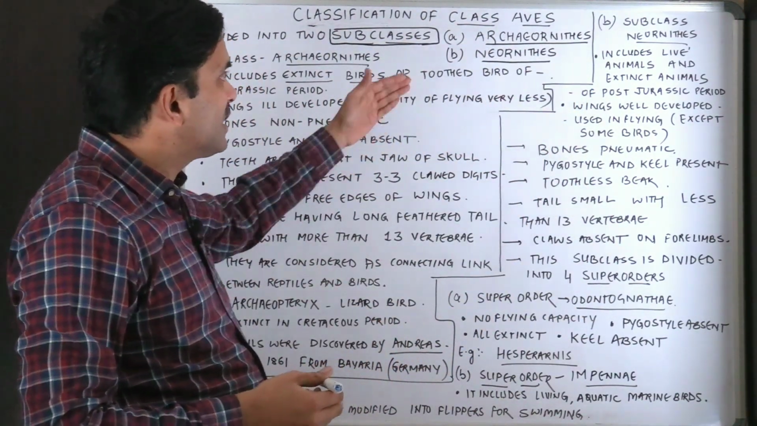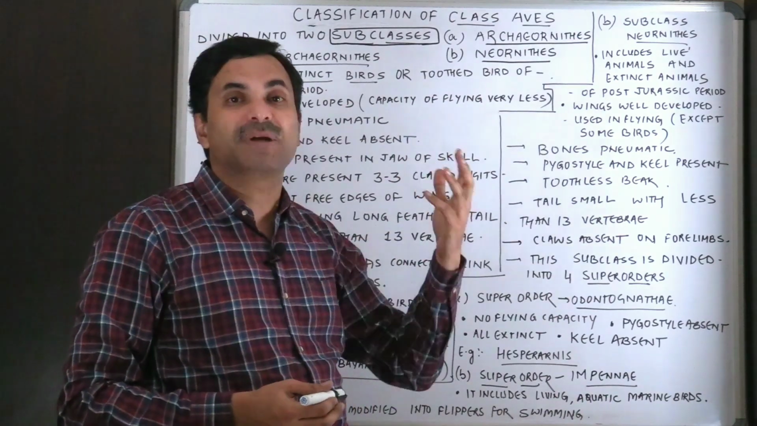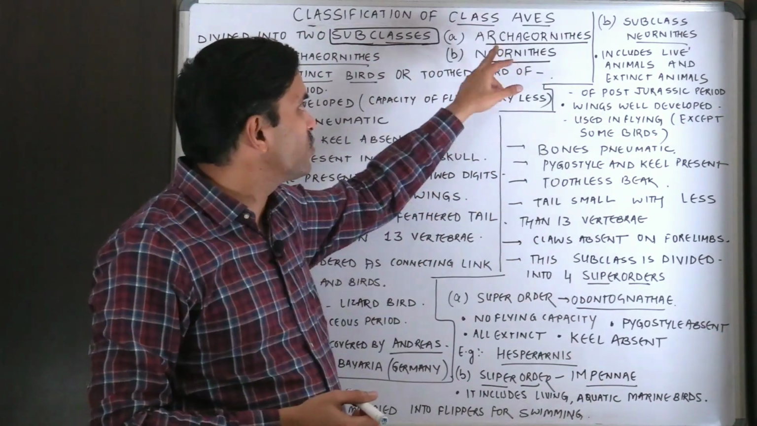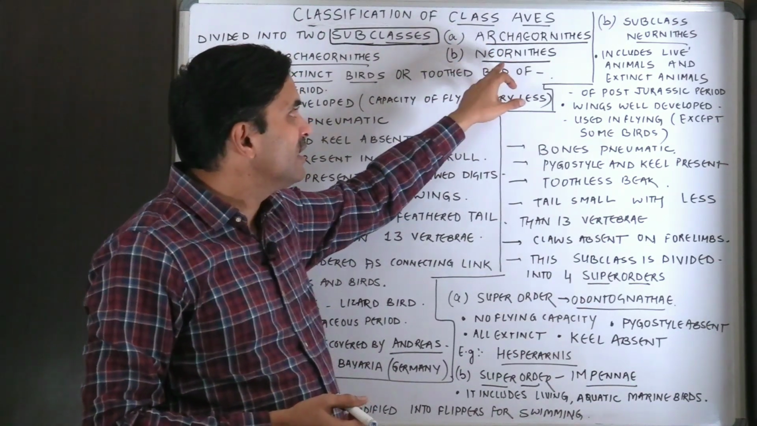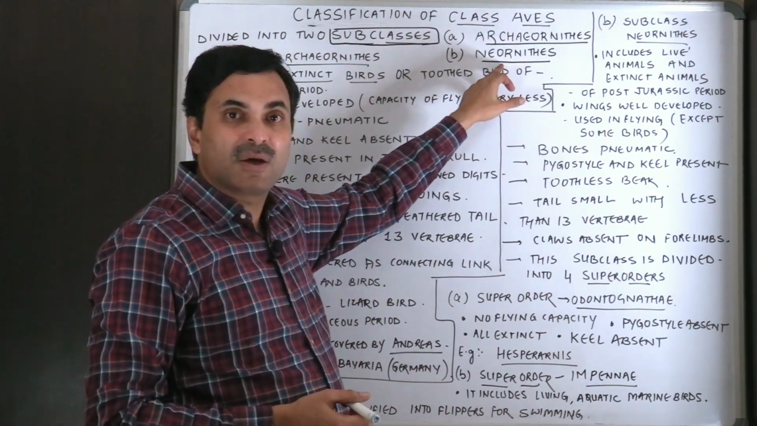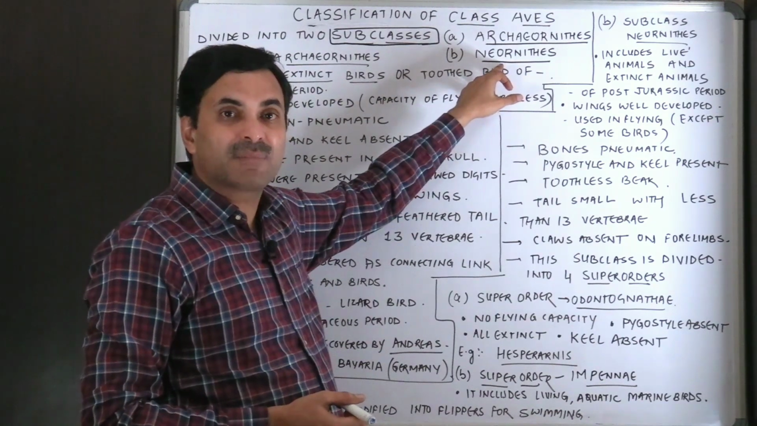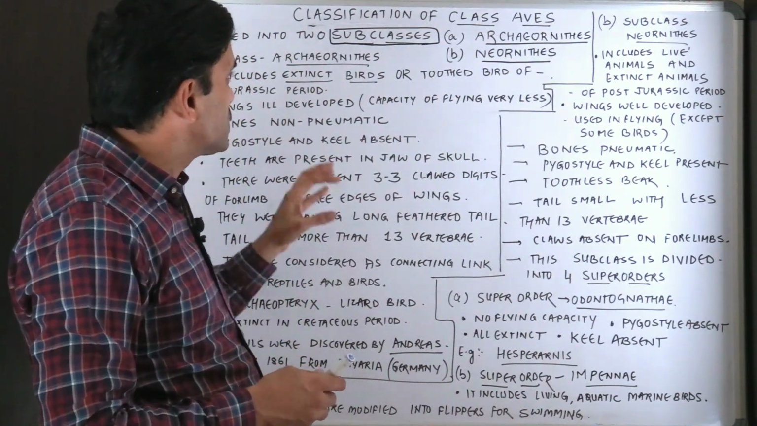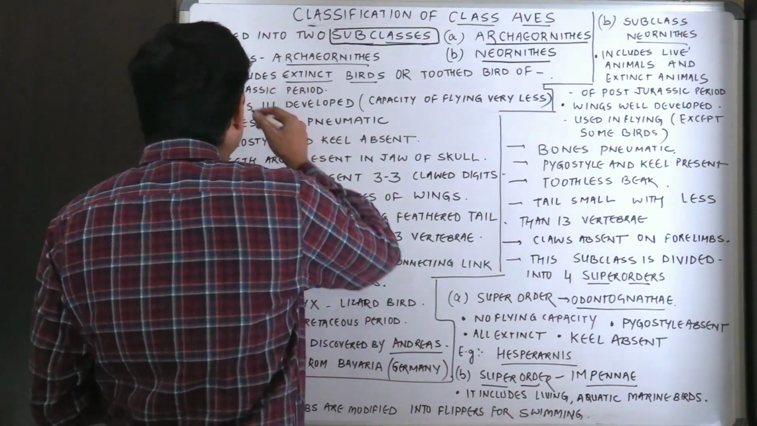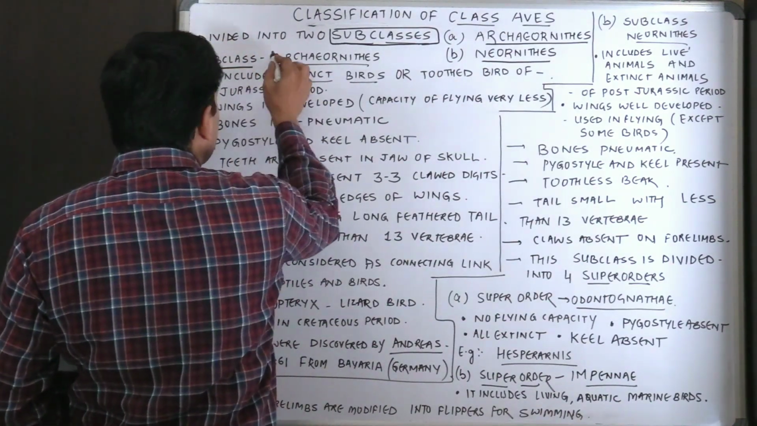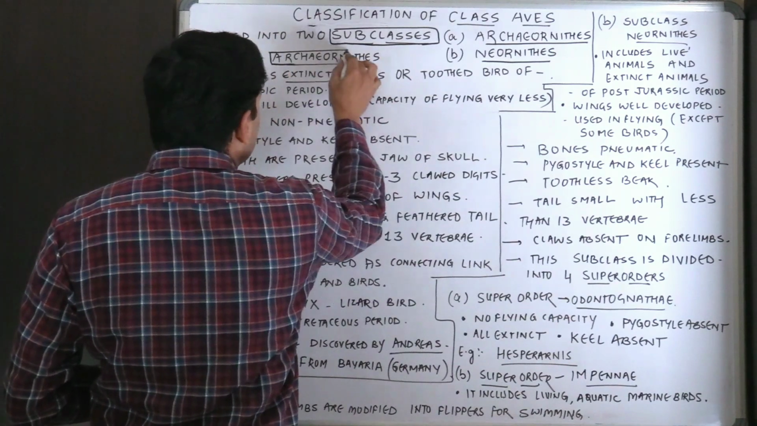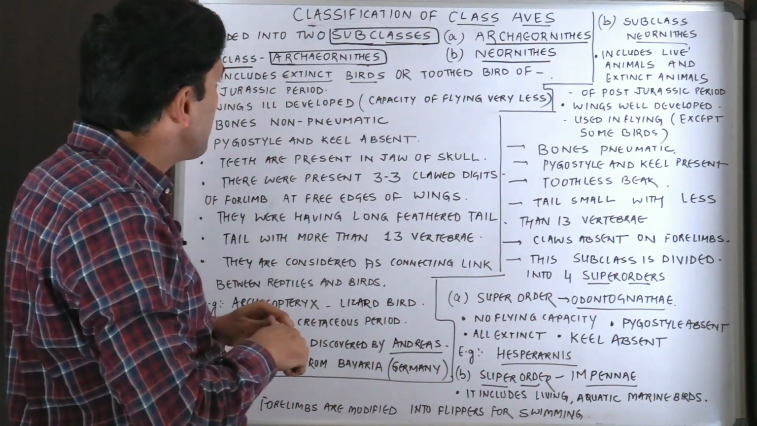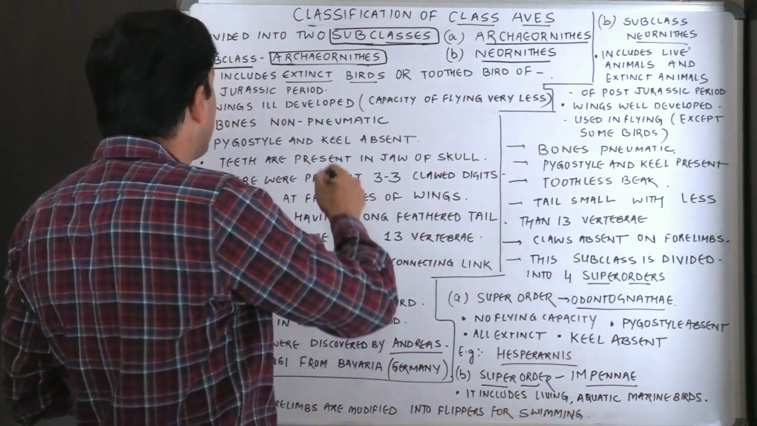As the name indicates, the word archaeo is used for primitive, meaning all the primitive extinct birds are included in Archaeornithes, and in Neornithes mostly the living birds as well as some extinct birds are included. So first of all we will be discussing the subclass Archaeornithes. Now no member is living now, all right.